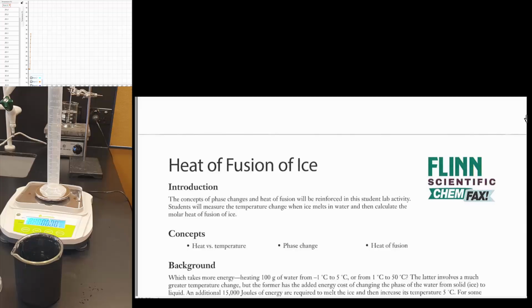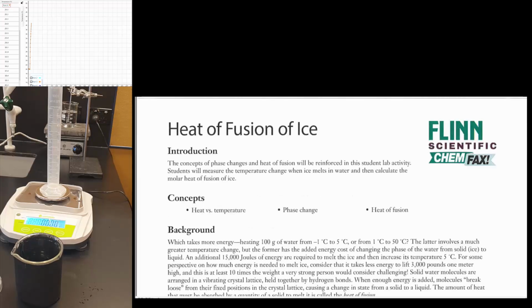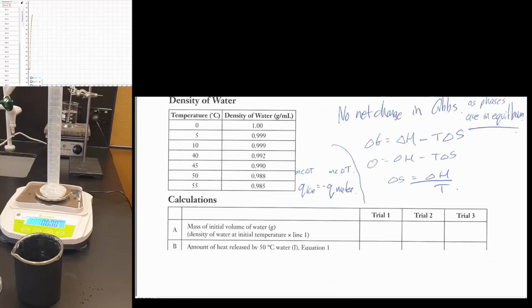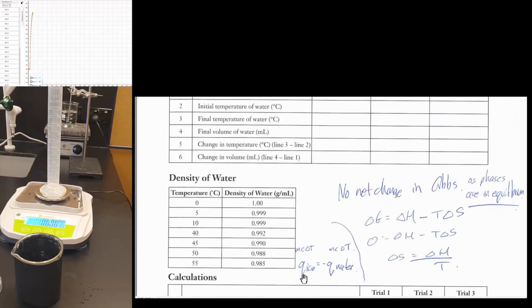Basically, what we're trying to do is work out the entropy, how much extra randomness there is when ice turns to water. And that's because at 0 degrees, the ice and the water will be in equilibrium. So the delta G will be zero. It won't be going in one direction or the other. So we can sub that into Gibbs' equation and get this.